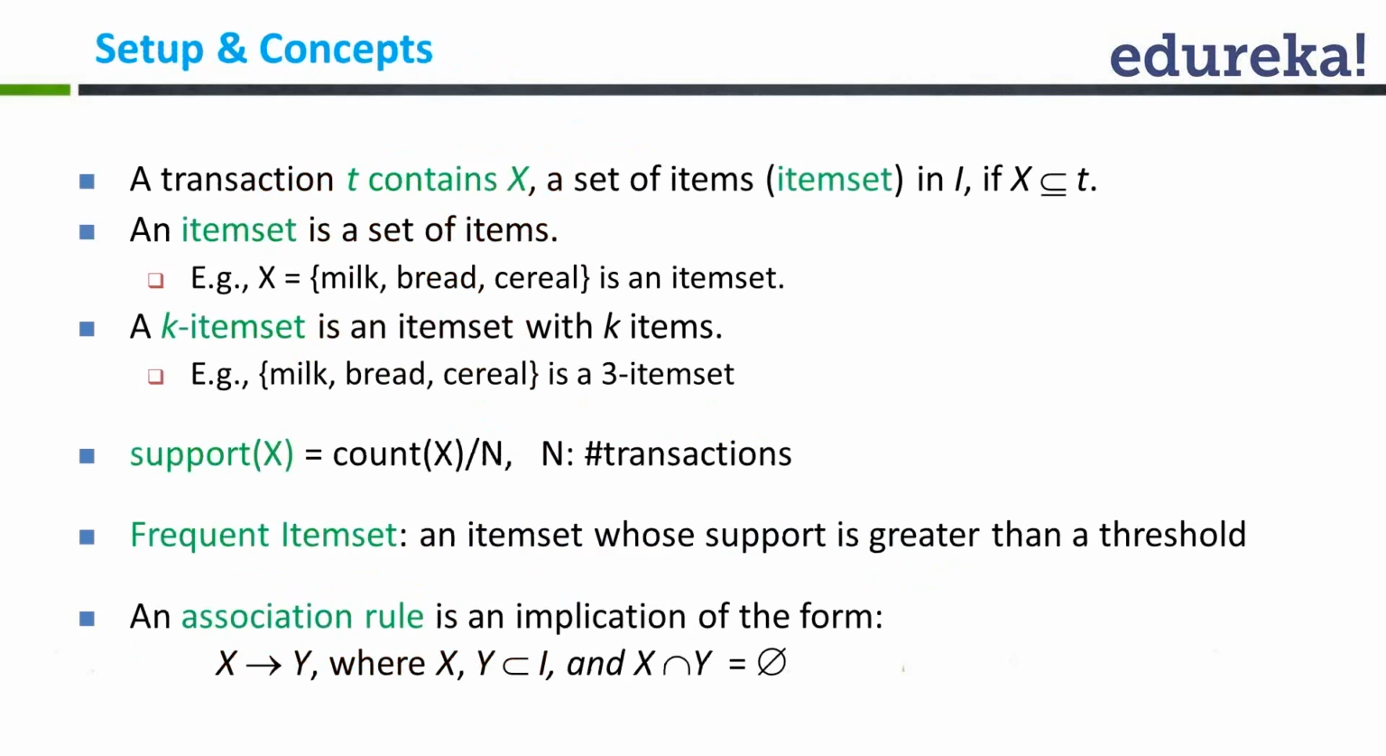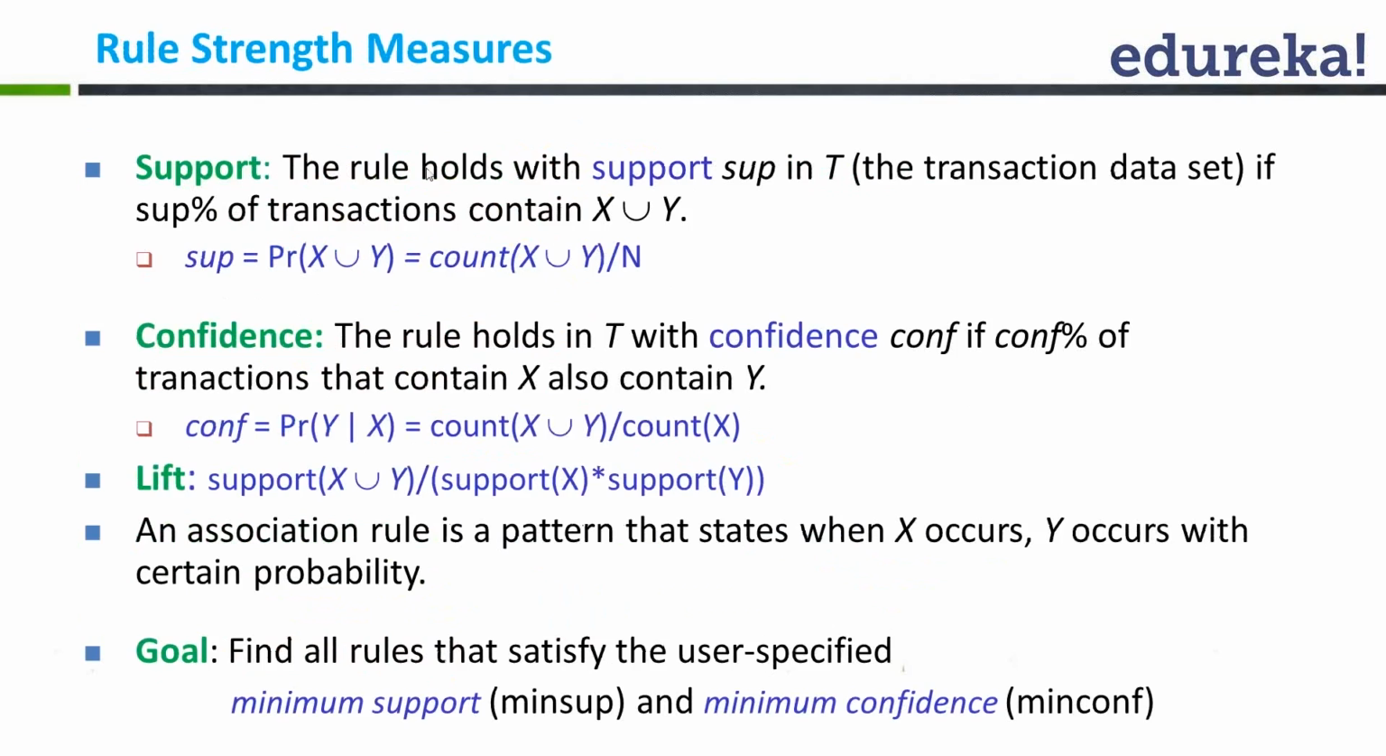That's why I said the support of bread implies iPhone will be much lower than bread implies milk, right? Because if I look at my entire transaction database, there will be a lot more transactions containing bread and milk as opposed to transactions that contain bread and iPhone. So that's the notion captured by support. And the confidence says how confident we are in that particular rule.